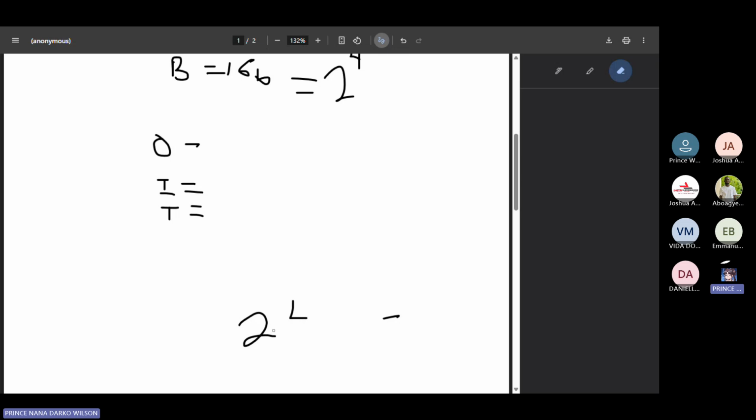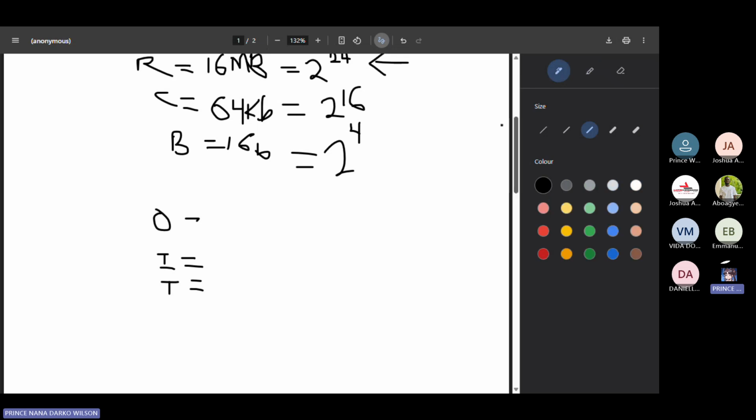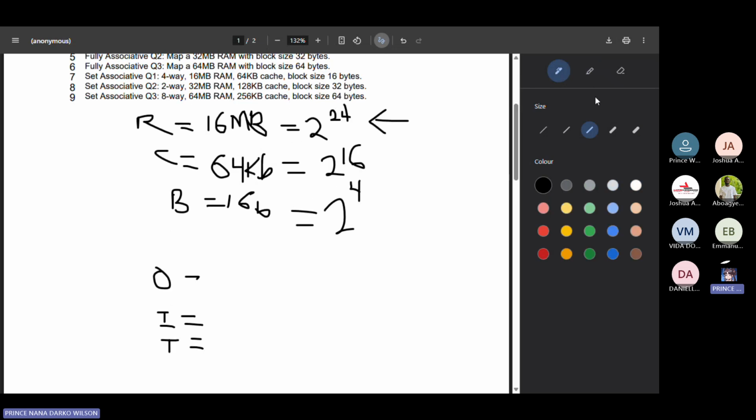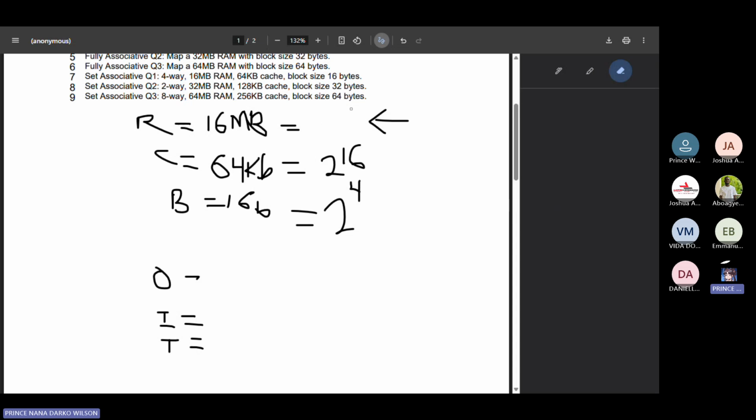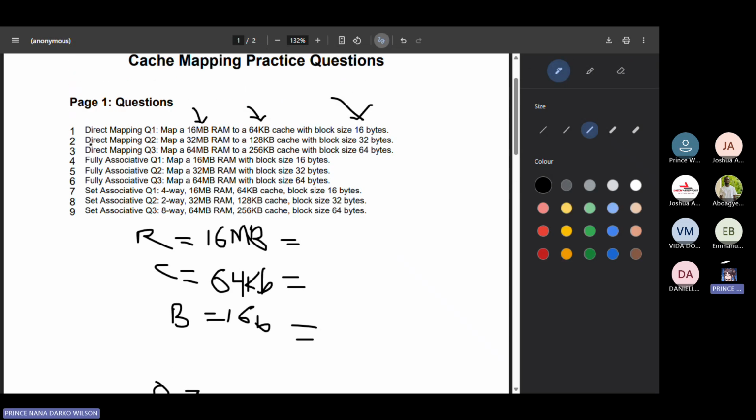Let's look at the next question too. So please have your parameters down. We are going to have to convert all we see into bits. Someone can be doing that for us. We have this one: direct mapping, 32 megabyte RAM to a 128 kilobyte cache with block size 32 bytes. So if 16 megabytes is 2 to the power 24, then 32 is going to be 2 to the power 25, right?